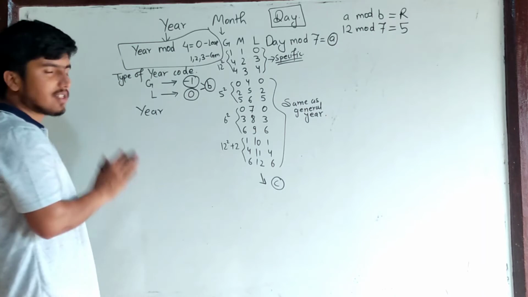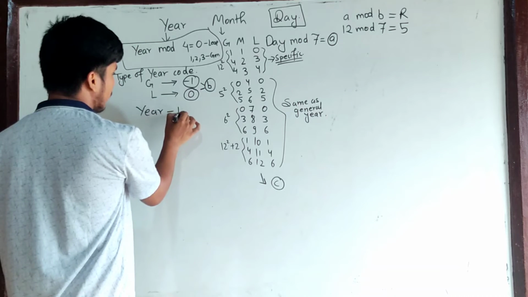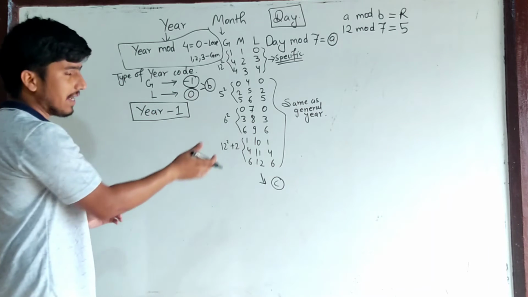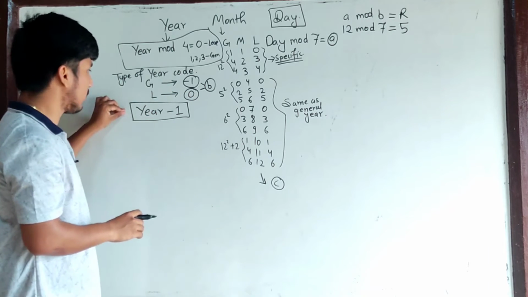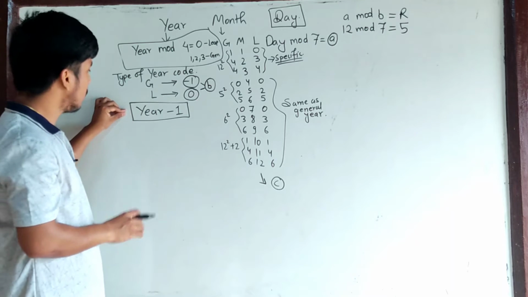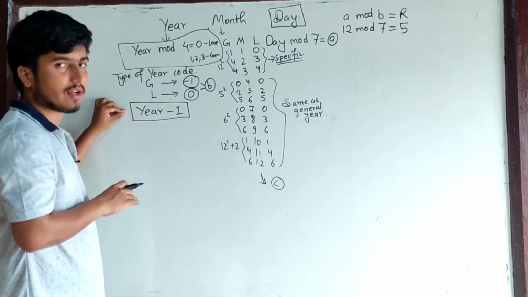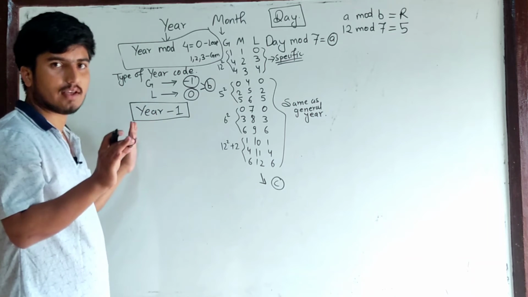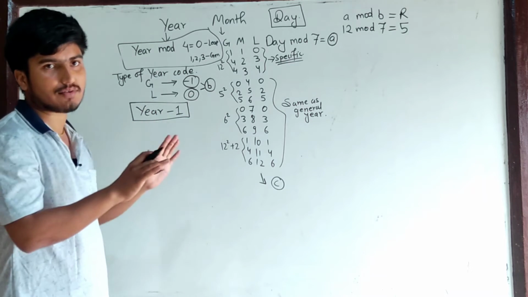Now the first step is we have to subtract 1 from the year. We often forget this in practical aspects, so be very careful in this step. Subtract 1 from the year, because if we do not subtract 1 from the year then the answer will be completely out of this world.